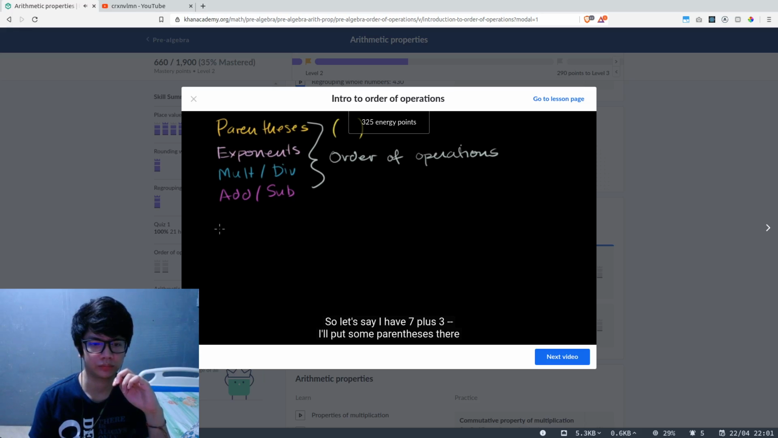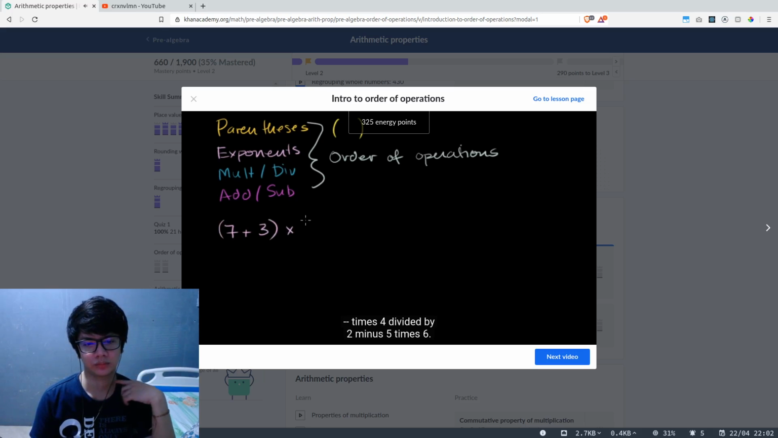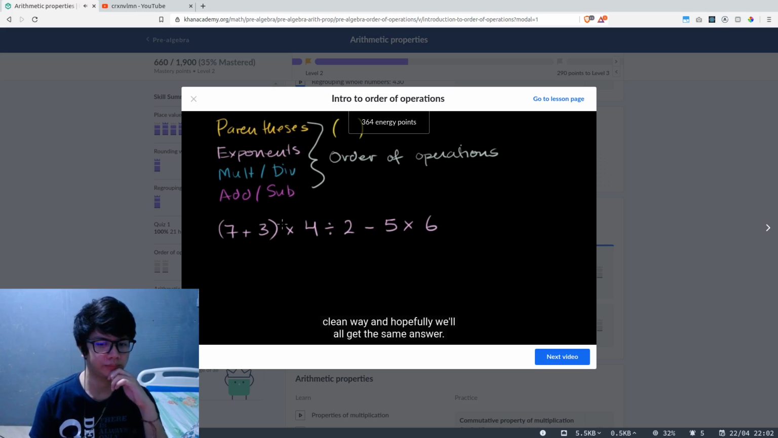So let's say I have 7 plus 3, put some parentheses there, times 4 divided by 2 minus 5 times 6. So there's all sorts of crazy things here. But if you just follow the order of operations, you'll simplify it in a very clean way. And hopefully we'll all get the same answer. So let's just follow the order of operations.